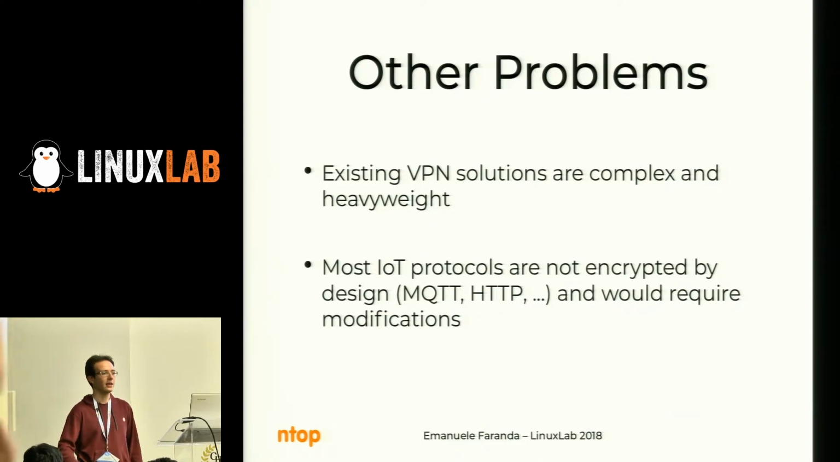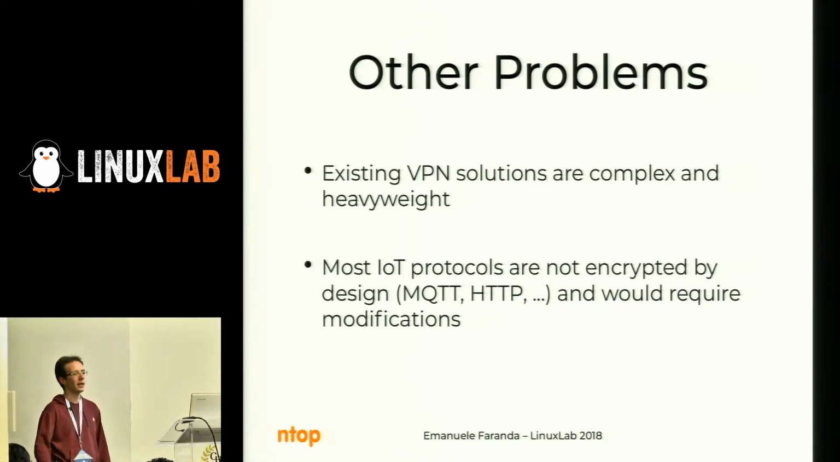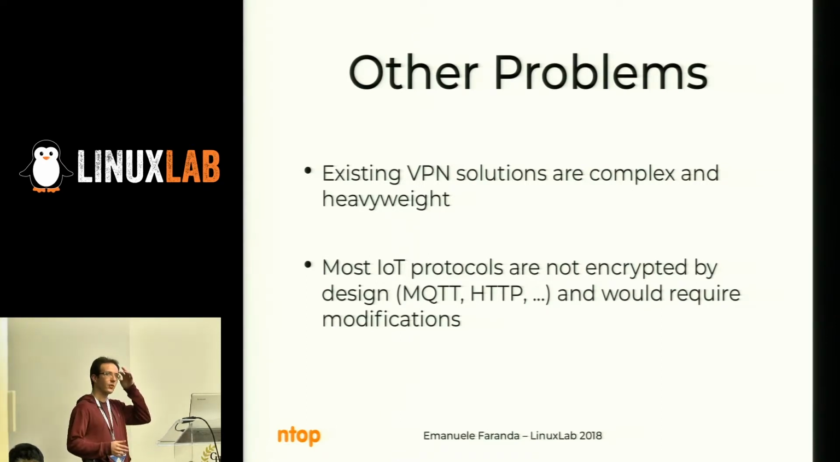When looking at the possibilities, there are many VPN software out there. The problem is that many of these are complex solutions. They require a complex configuration, or they are too resource intensive. And we do not have to forget that many IoT protocols, for example MQTT and HTTP, are designed to be plain text. So if we move the encryption from the application layer to the network layer, we can also reuse these protocols. We do not have to change these protocols.